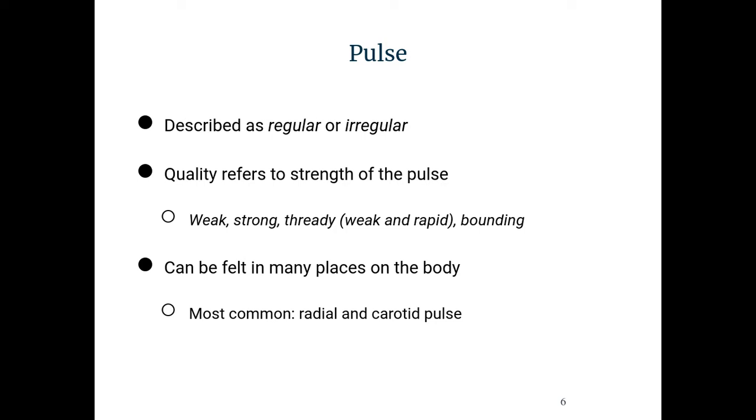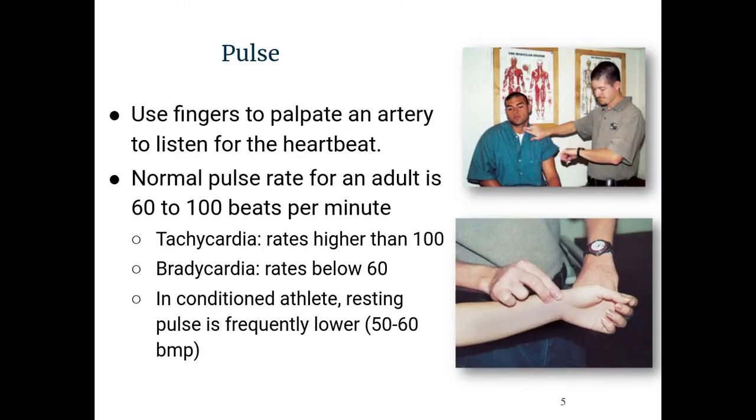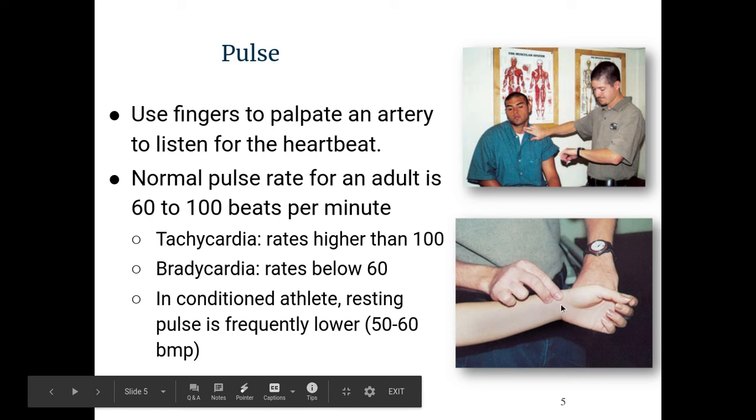And then it can be felt in various places throughout your body. Just remember, you can only feel them in your arteries, but the most common sites where you're going to be able to feel your pulse are your radial and carotid regions. The radial pulse is on the inside of your wrist, underneath your thumb. So this is the radial pulse, on the thumb side, inside of the wrist.